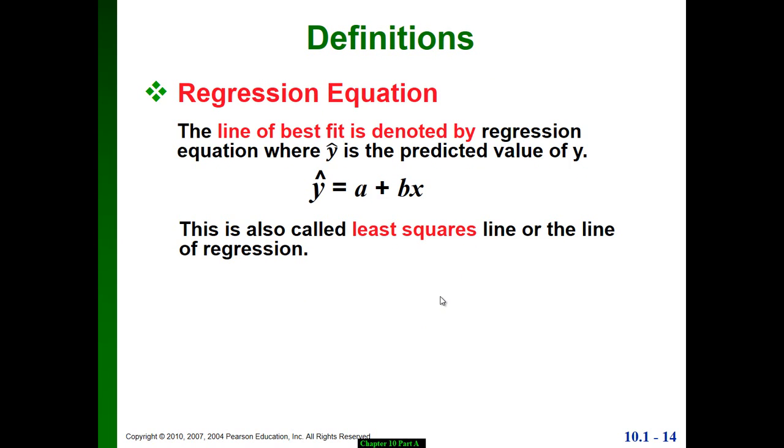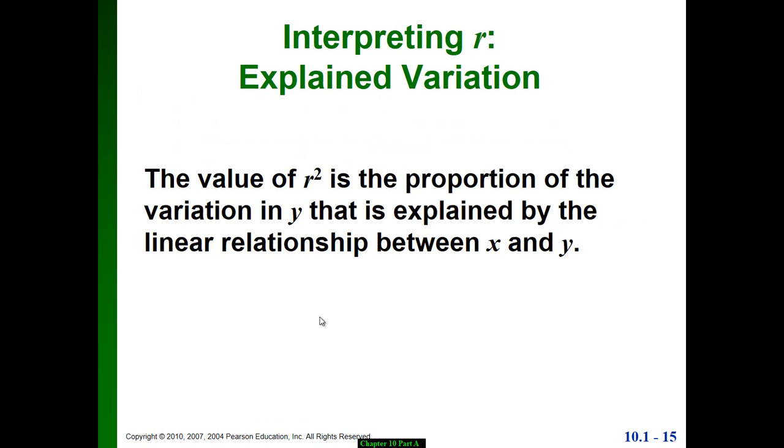So the next thing we have is the regression equation. That's the line of best fit, and is denoted by y hat equals a plus bx, where y hat is the predicted value for y. So a is your intercept and b is your slope. This is what we call the least squares line, or the line of regression. Again, let me repeat myself: the value of r squared is the proportion of the variation in y that is explained by the linear relationship between x and y.